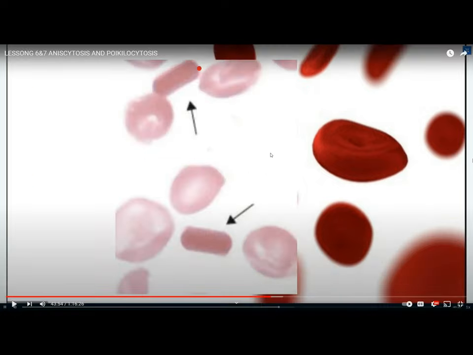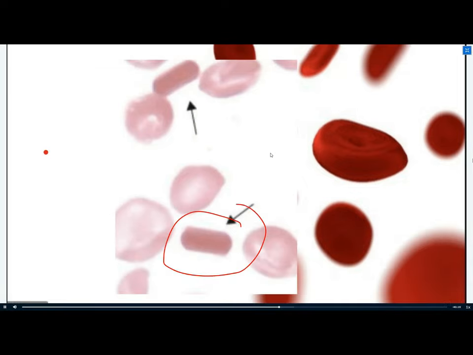Take a screenshot, class, of this and add it into your handout. This is their appearance. From a normal shape, the other half would be folded, appearing like this. Any questions?